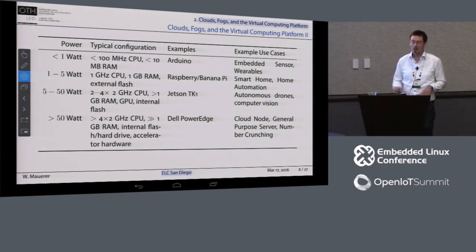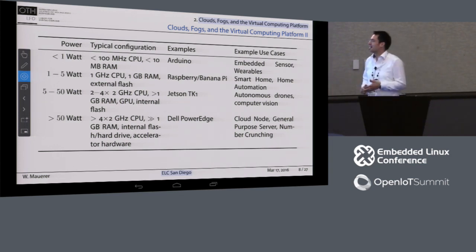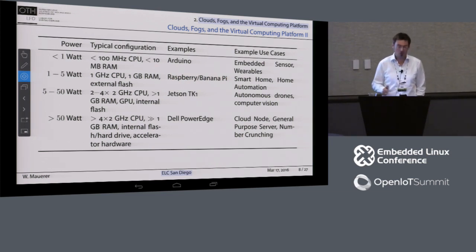What we are interested in with our approach is the class that consumes 1 to 5 watts of power, that has maybe a CPU with 1 gigahertz, 1 gigabyte of RAM, maybe some external flash. That's nothing that would really impress your neighbor as a supercomputer, but if available in large quantities, it is something that can actually achieve quite a lot. And if you think 10 years back, I guess that already would have been a dream system to do many computations on. So that's machines of the class Raspberry Pi, Banana Pi, and so on, and that is the class of machines that we are focusing on.